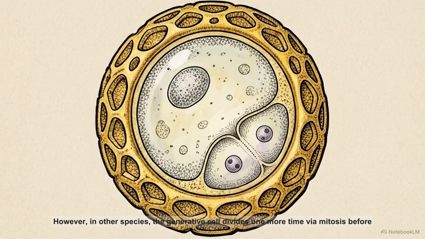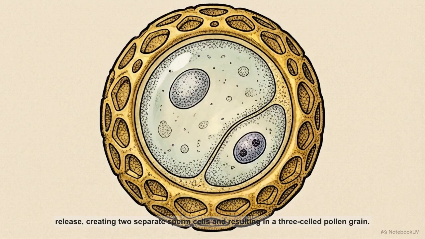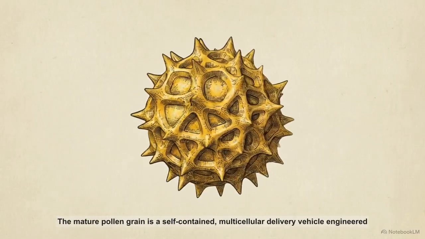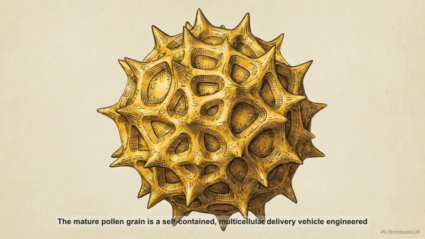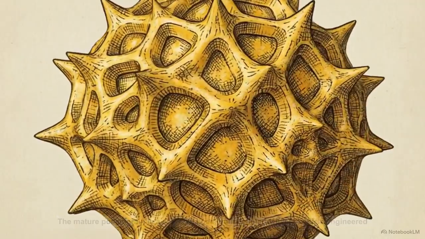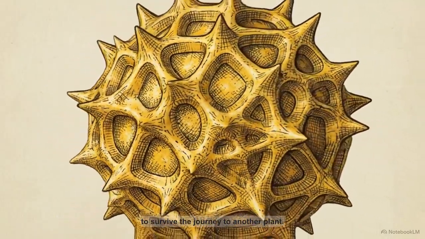However, in other species, the generative cell divides one more time via mitosis before release, creating 2 separate sperm cells and resulting in a 3-celled pollen grain. The mature pollen grain is a self-contained, multicellular delivery vehicle engineered to survive the journey to another plant.